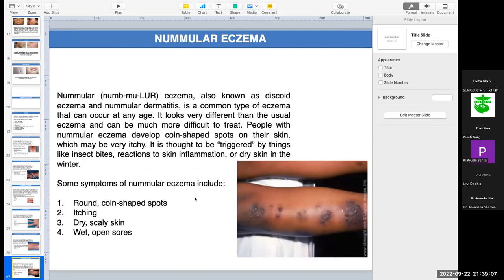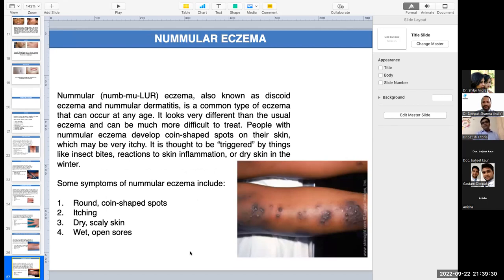We come to the next one, nummular eczema. Nummular means coin-shaped lesion. In this, the patient usually presents with coin-shaped lesions. Also known as discoid eczema, it is a common type of eczema that can occur at any age. It looks very different from the usual eczema and can be much more difficult to treat. People with nummular eczema develop coin-shaped spots on their skin, which may be very itchy. It is thought to be triggered by things like insect bites, reactions to skin inflammation, or dry skin in the winter. Some symptoms of nummular eczema are round coin-shaped spots, lesions, which can be itchy, dry, or wet.